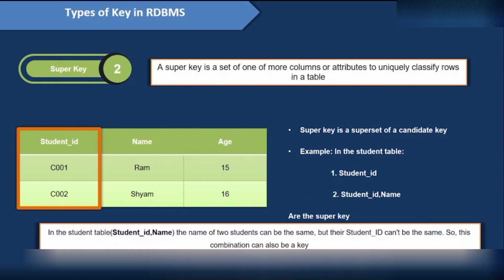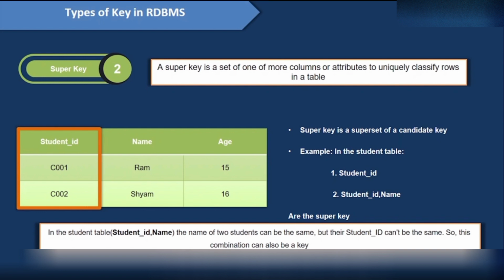Now comes the second concept, super key. But what is a super key? A super key is a set of one or more columns or attributes to uniquely identify rows in a table. But how are we going to do that? A super key is a superset of a candidate key. In the next part, we will have a look at what a candidate key is, right?